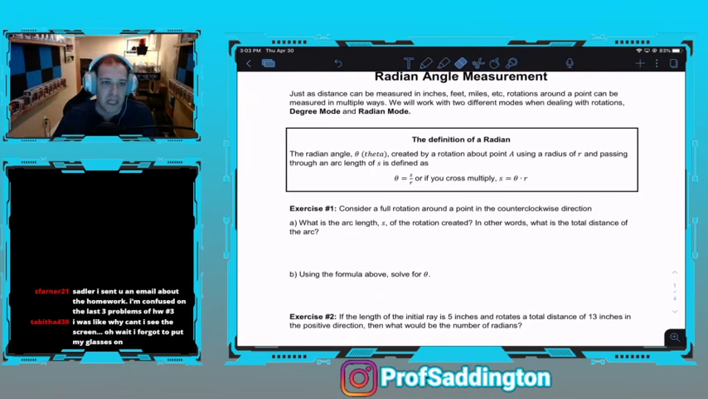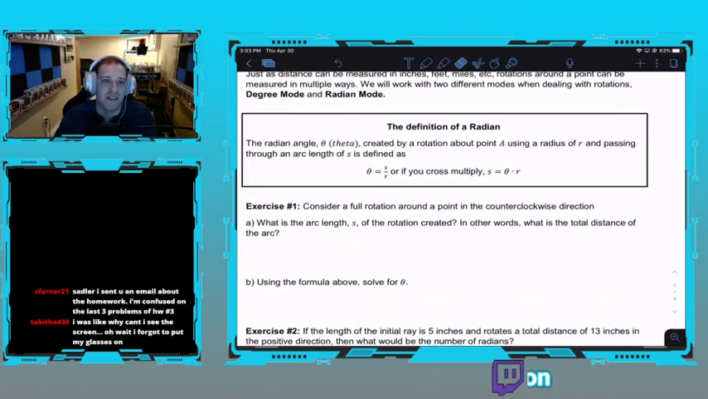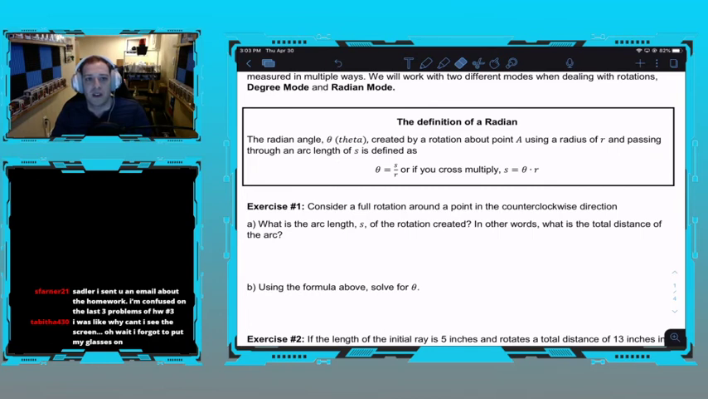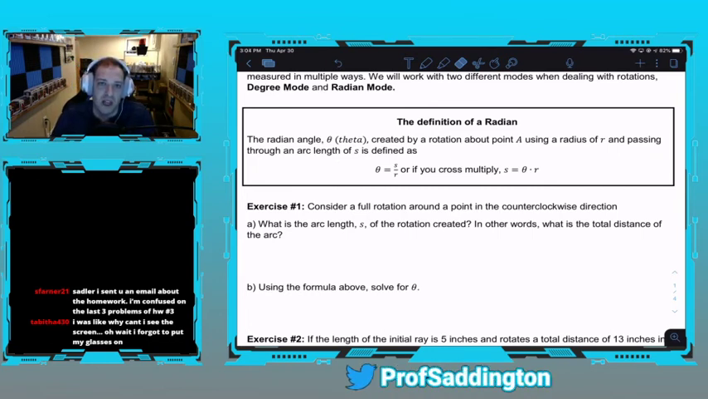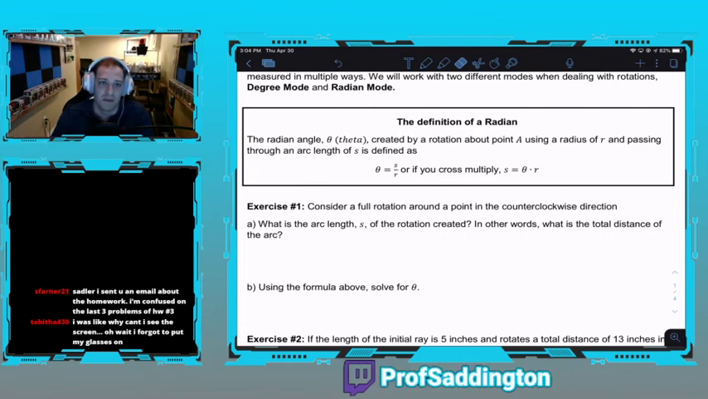All right, so I'm going to go straight to the box. The box says the definition of a radian. It says the radian angle theta created by a rotation about point A using a radius of r and passing through an arc length of s is defined as, because obviously every single person that's going to read that knows what that means, theta is equal to s over r. Or if you cross multiply, s is equal to theta times r.